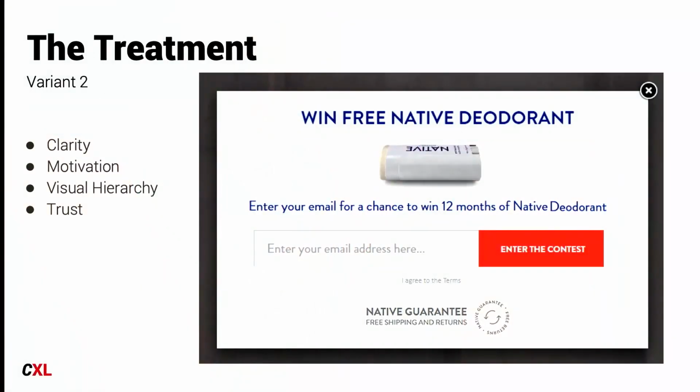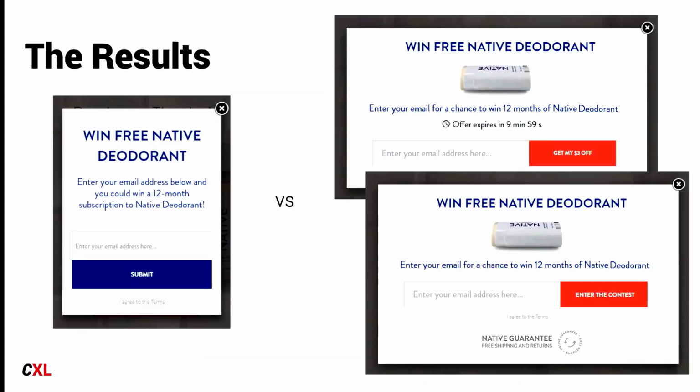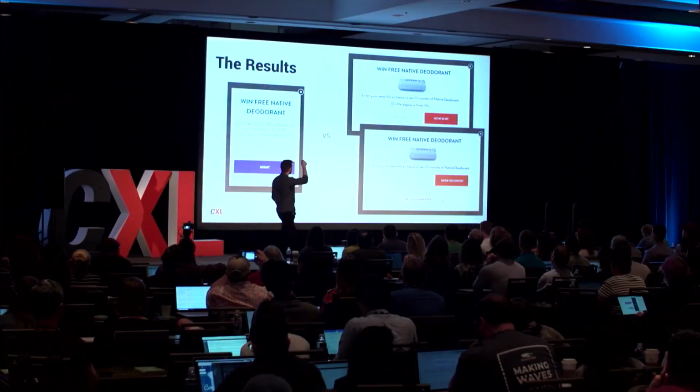So for variant 2, we decided to test a different motivational trigger. Instead of going with urgency, we decided to go with more of a trust angle. This is the native guarantee badge that we developed mostly to use in checkout. It gives a little bit of reassurance that this product comes with a guarantee and that there's free shipping and free returns. So specifically, we wanted to test 2 different motivational triggers on this. And this is the test that we ran. So there's the original, those are the 2 variants.